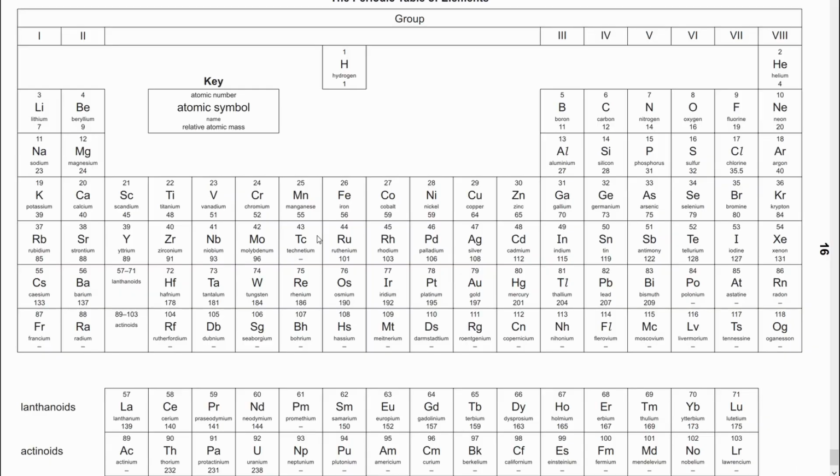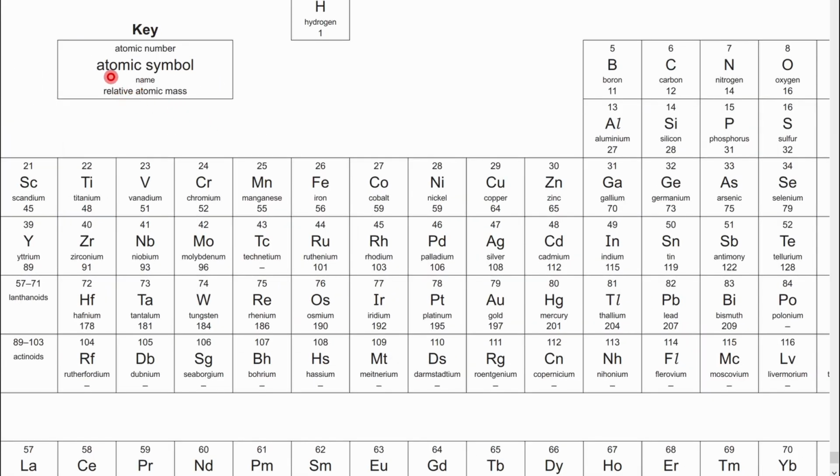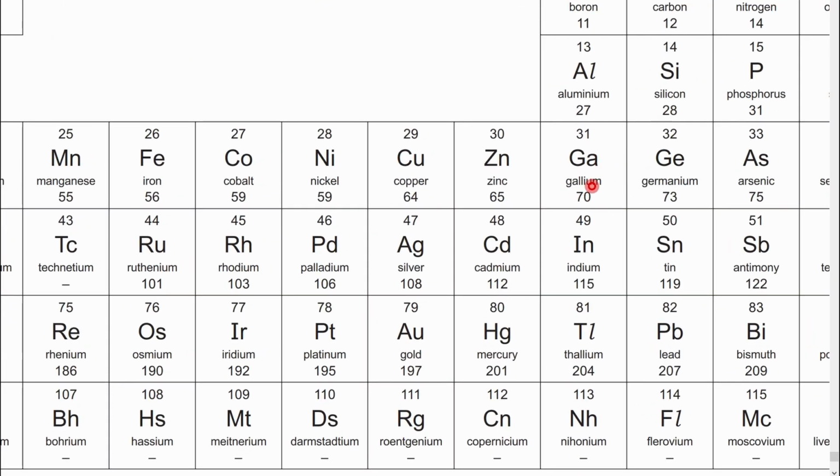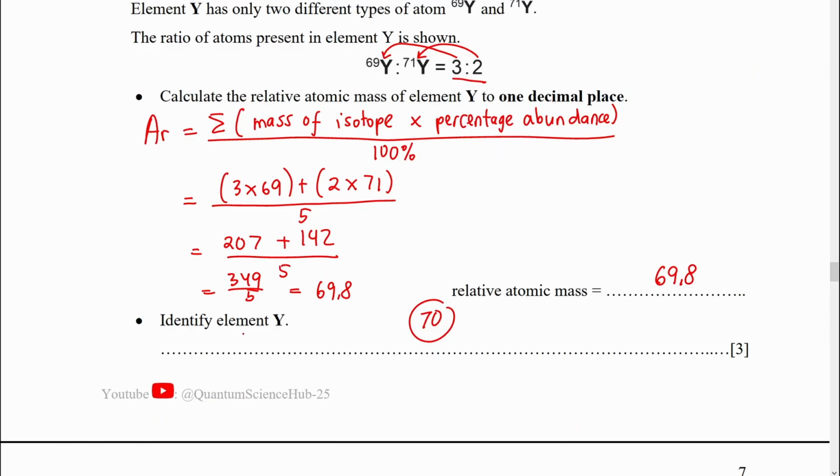So if you see in the periodic table and use this as the reference, the atomic number is at the upper side in here, right? And this is the atomic symbol, and the relative atomic mass is at the bottom. So this is the place, right? If you see, this is the mass and this is the atomic number. So the element is gallium, okay? So the answer here is gallium.